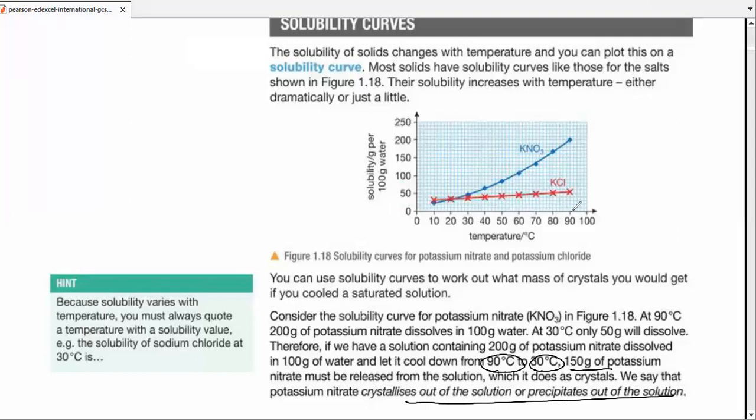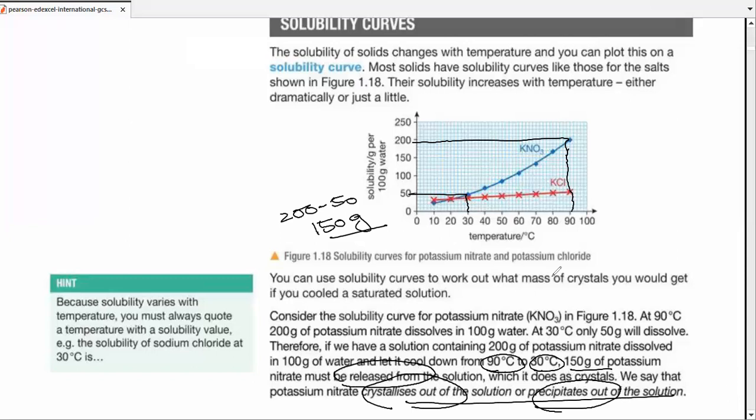Now, at 90 degrees centigrade, we have approximately 200. And at 30 degrees centigrade, we have around 50. So that's 200 minus 50, which means 150 grams of solid would be released from the solution and will settle down at the bottom of that beaker or whatever piece of apparatus we were using. And we use the words that it crystallizes out of the solution, precipitates out of the solution, or is released from the solution if we go from a higher temperature to a lower temperature.